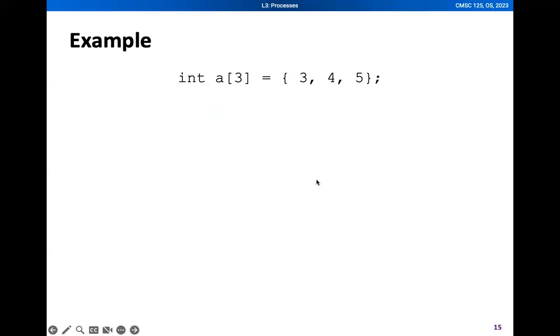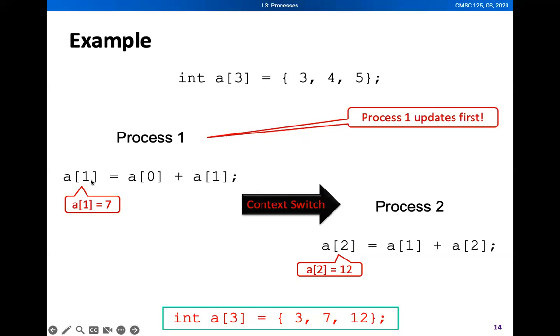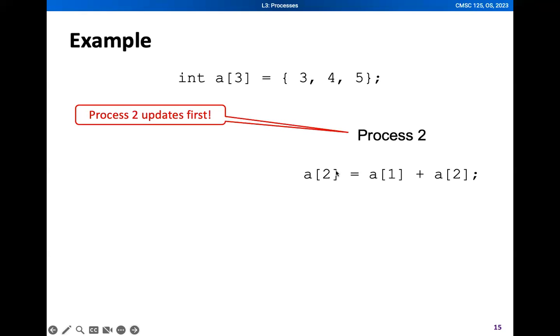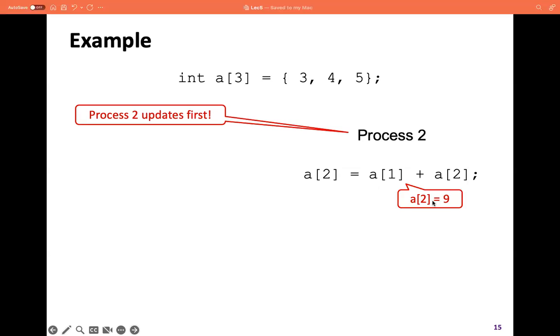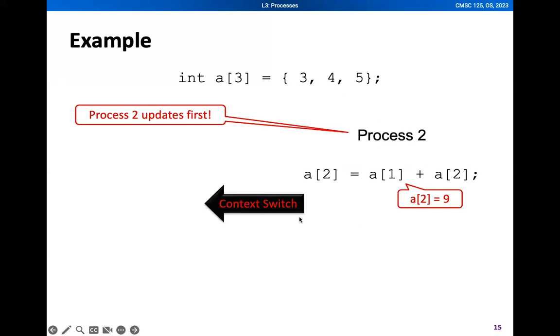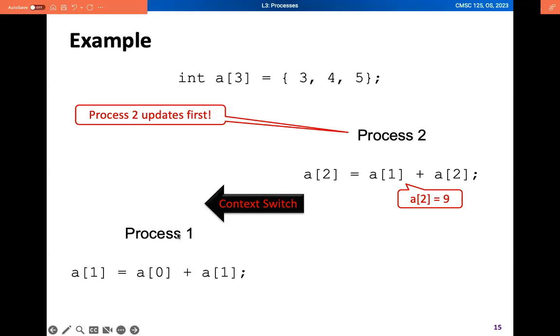So here, A of 1 is updated first, followed by A of 2. But in this case, A of 2 is updated first. So the result of this will be A of 2 equals 9, since A of 1 is 4 and A of 2 is 5. So 4 and 5 will be 9. Context switch, and process 1 will run now.